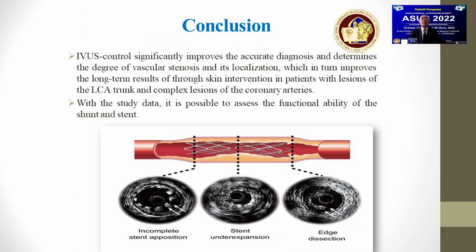In conclusion, intravascular ultrasonography control significantly improves accurate diagnosis and determines the degree of vascular stenosis and its localization, which in turn improves the long-term results of percutaneous intervention in patients with lesions of the left coronary artery branch and complex lesions of the coronary arteries. With the study data, it is possible to assess the functional ability of the shunt and stent.